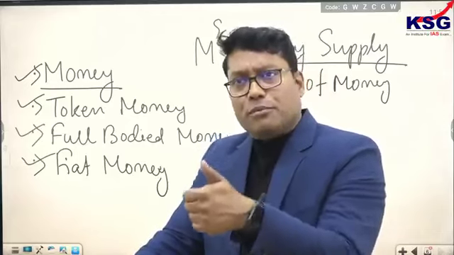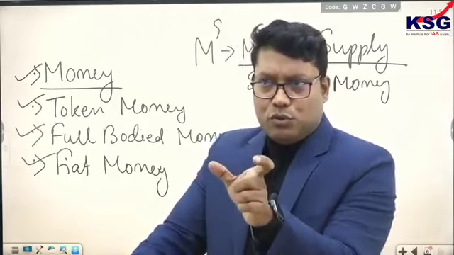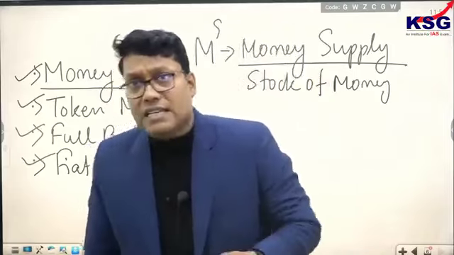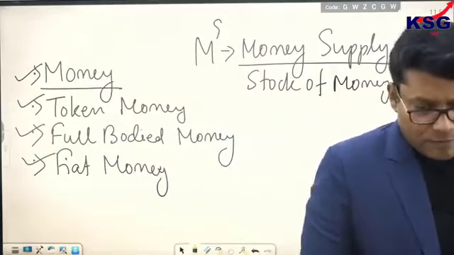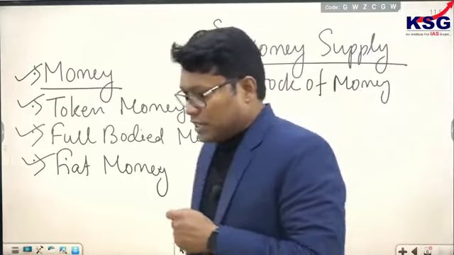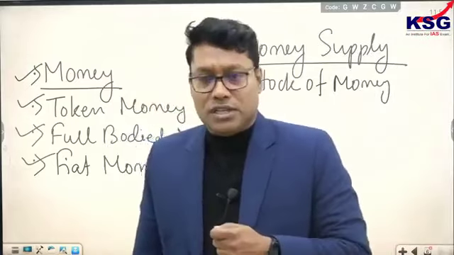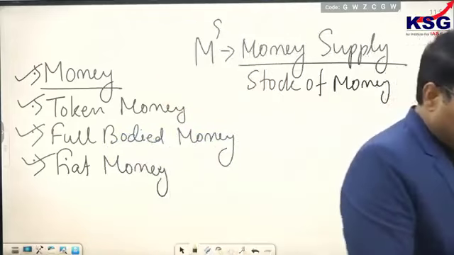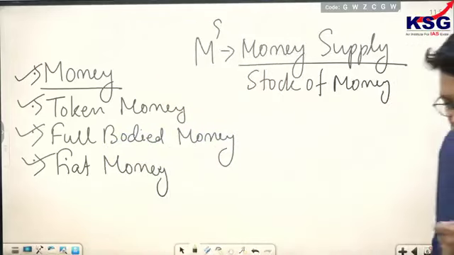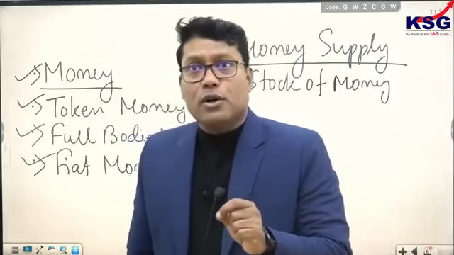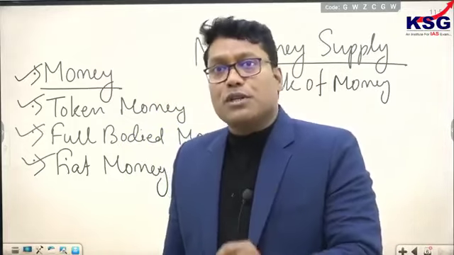Close the bracket, then write: money may be anything which can act as a medium of exchange and is acceptable by all individuals of the society.